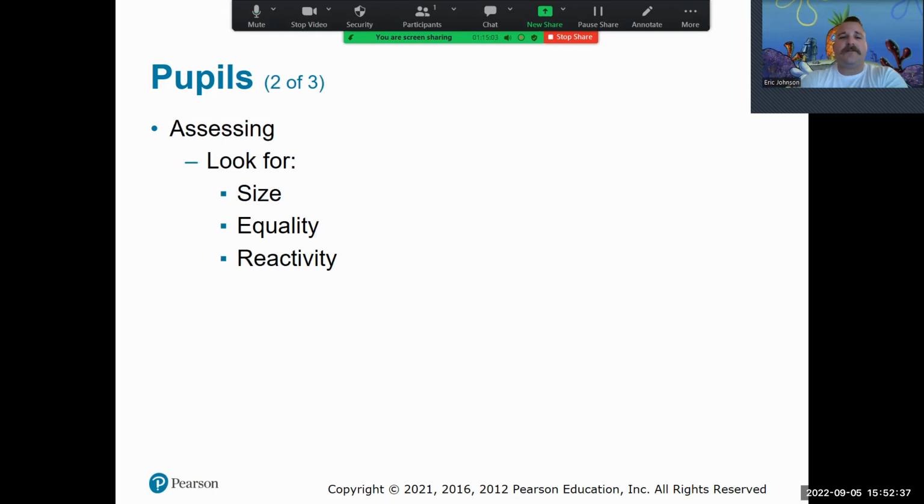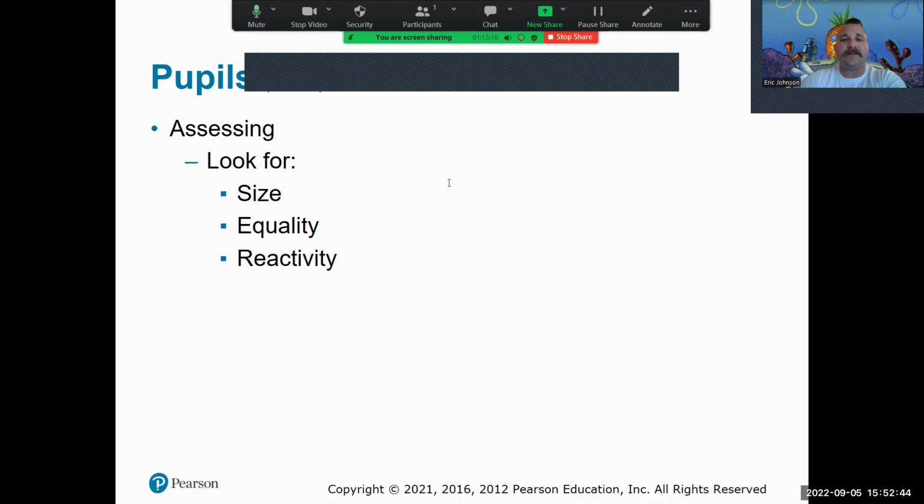When we assess pupils, we are looking for size, equality, and reactivity. Size, equality, and reactivity. Now I'm going to go back to the annotate button here, and I'm going to put in some text. So what are we looking for? We are looking for PERL, P-E-R-L. What does that stand for? It stands for P, pupils. E, equal. R is reactive. And L stands for light. So we're looking for PERL.